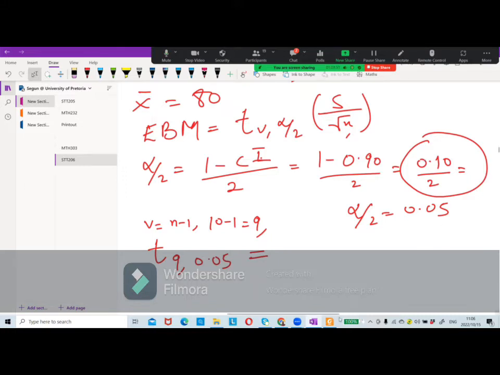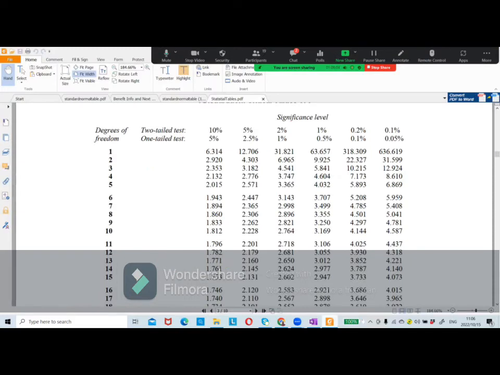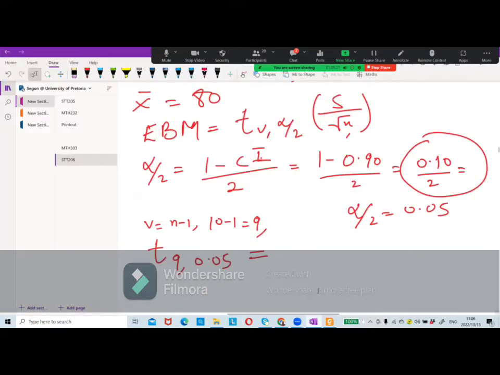So now let's go to the table again. So which one is the answer? 1.833. Thank you. Madam, you have the table, don't worry, just check it. 1.833. That is just how to check it.